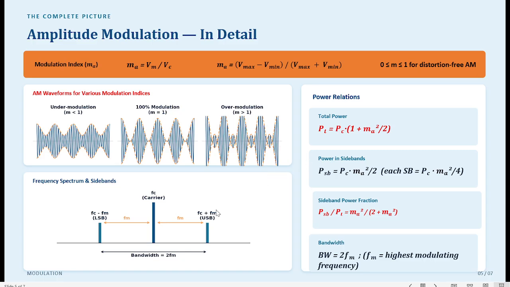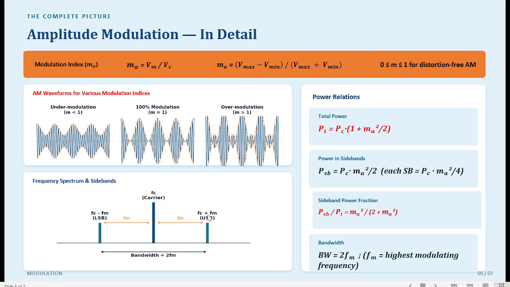Now here I have shown that there is no useful power in the carrier. The carrier is just carrying the message signal. The useful power is not here; it lies in the side bands. These are the side bands.